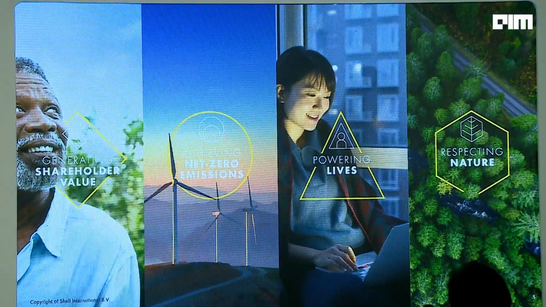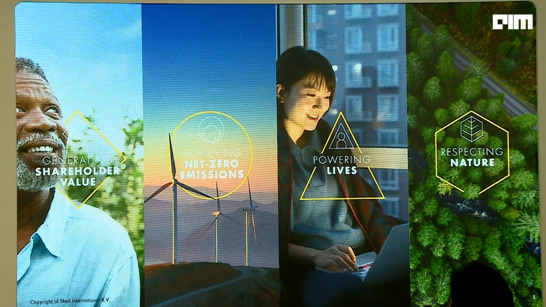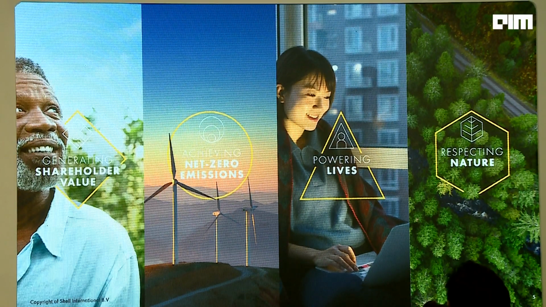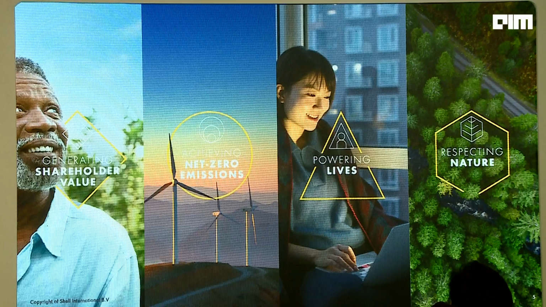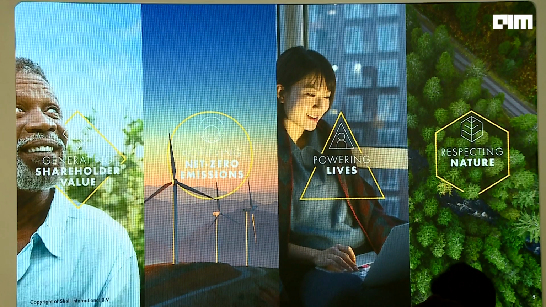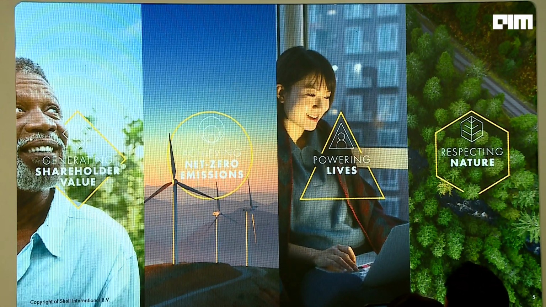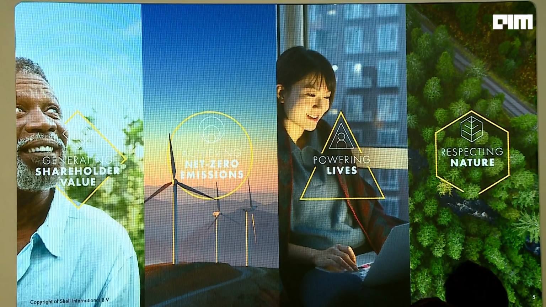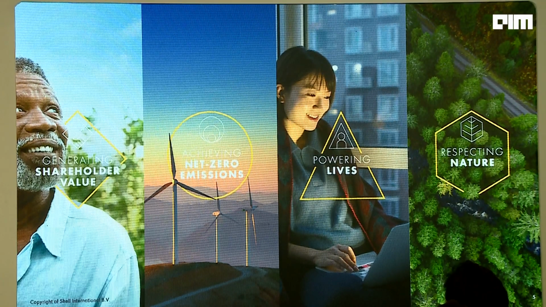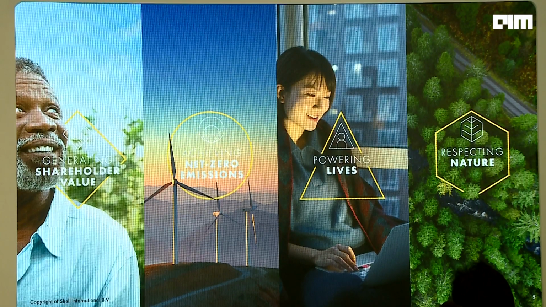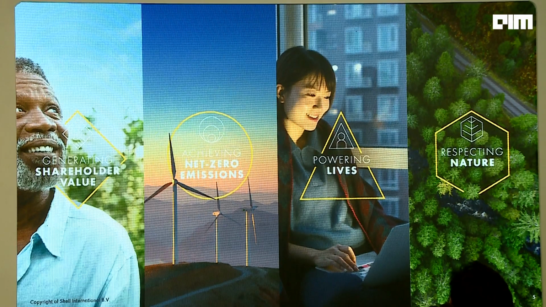This is about Shell's Powering Progress strategy. What we have seen is that digitalization plays a key role in it as well. What are the goals? One, of course, generating shareholder value. Second, achieving a net zero emission system. Third is powering lives. Fourth is respecting nature, because while doing everything, respecting nature is an important thing.